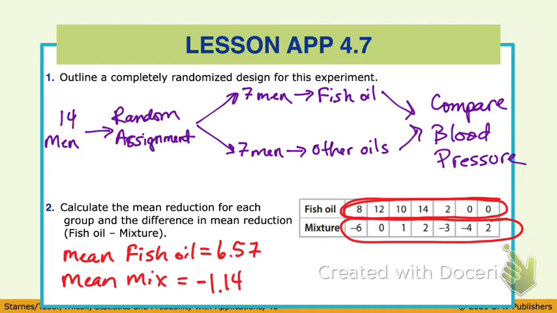Now I need to find the mean difference. So I'm going to take the fish oil, 6.57, and I'm going to subtract the mixture, which is -1.14. What do you do when you subtract a negative? Let's go. So I'm going to add these up, and so that's going to be 7.71.